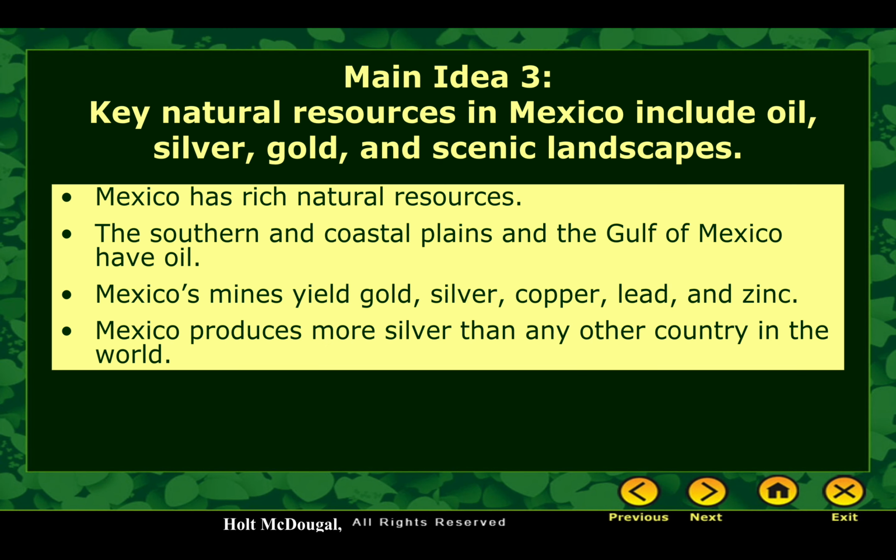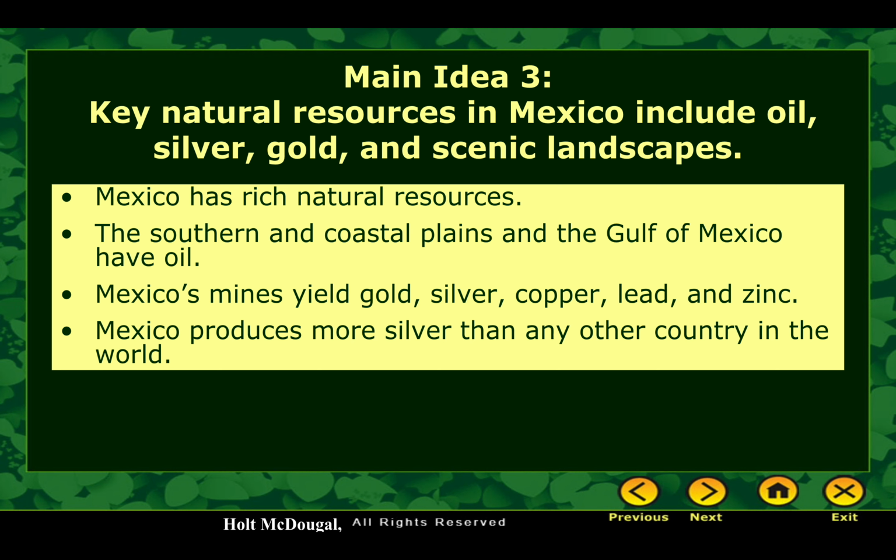Main idea number 3 is the natural resources you find in Mexico. So it includes oil, silver, gold, and a lot of really pretty landscapes. The southern and coastal regions have the oil. Mexico's mines give them gold, silver, copper, lead, zinc. So very similar to Canada, they've got really good natural resources.